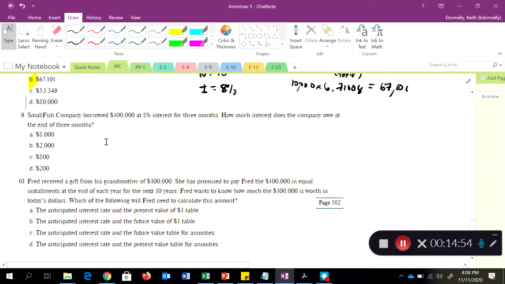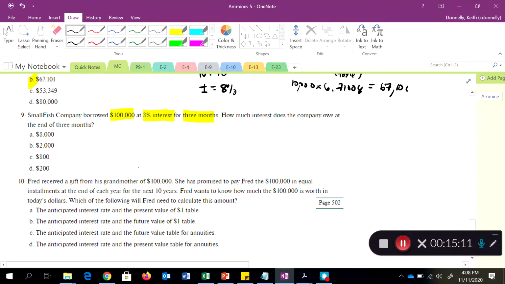Nine here. Looks like a company borrowed $100,000 at an 8% interest rate for 3 months. How much interest does the company owe at the end of the 3 months?